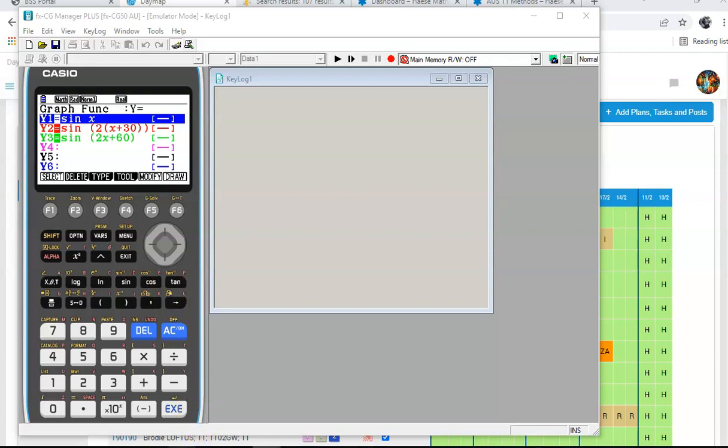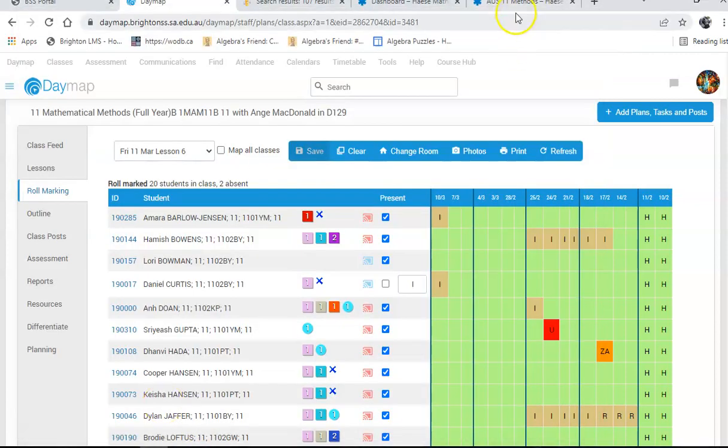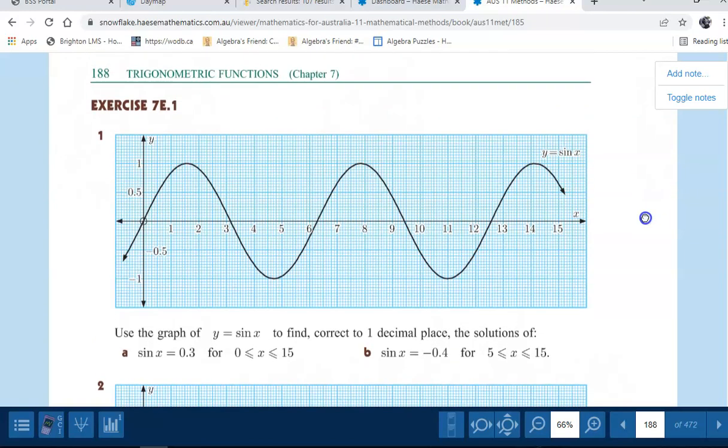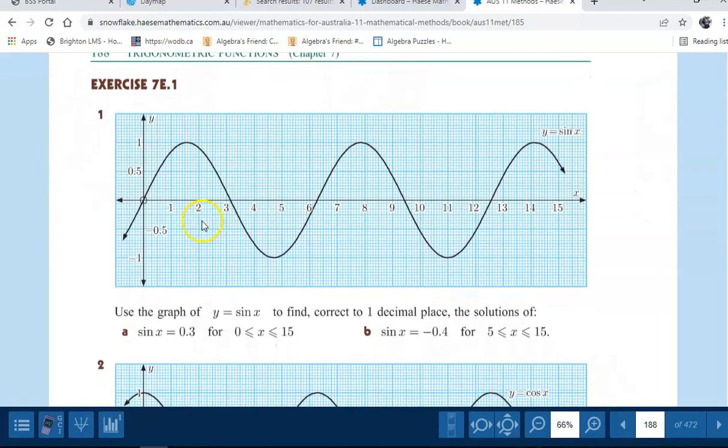Hi peeps who are away. So we're looking at page, oops, that's all of you there. We're looking at page, whatever page that is, anyone? Bueller? 188.